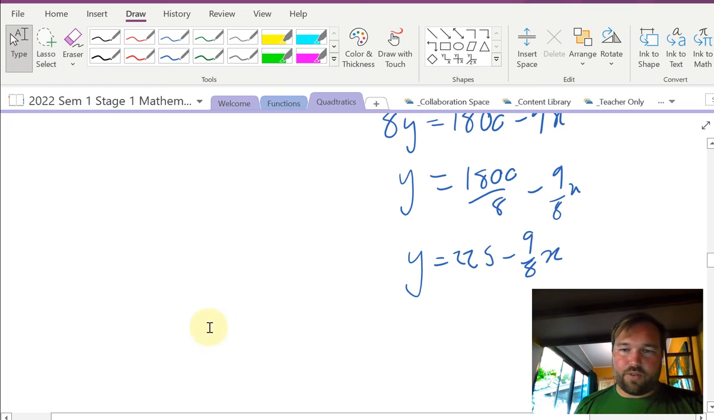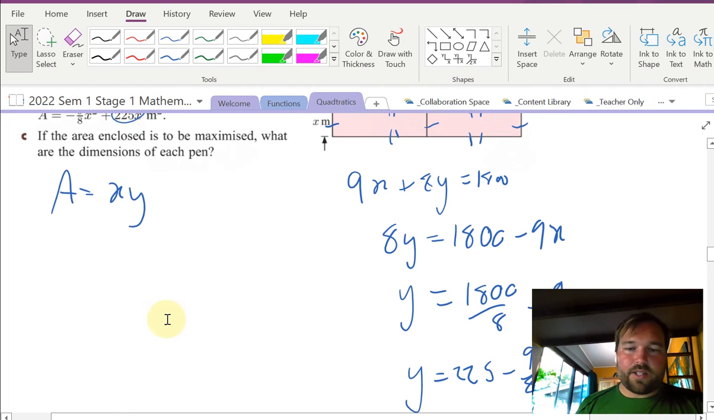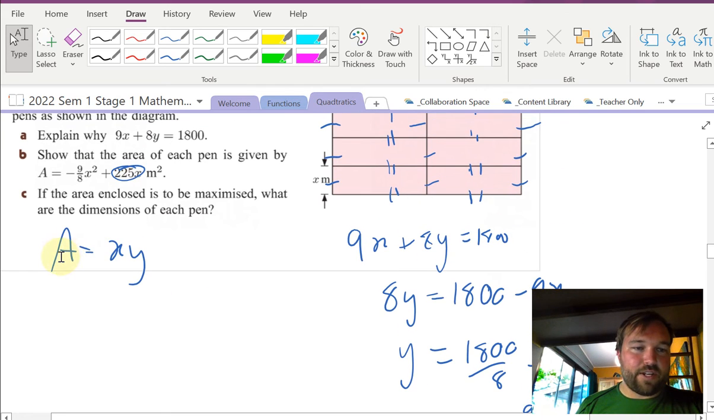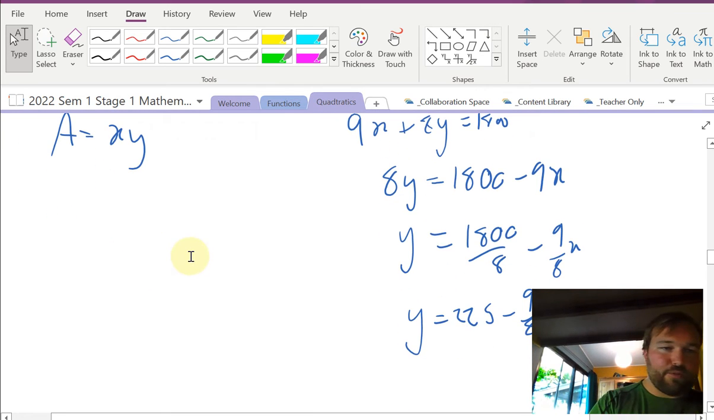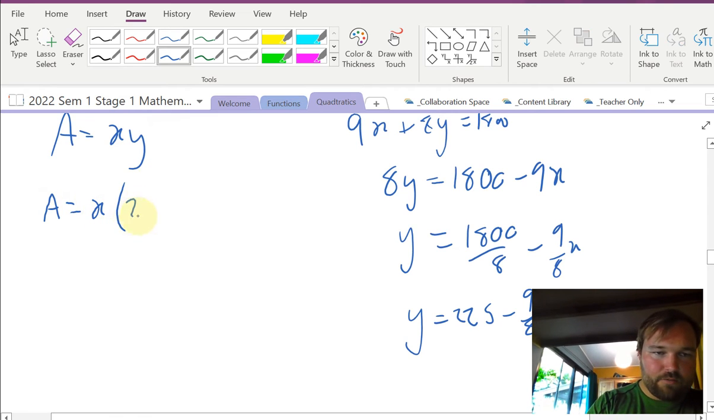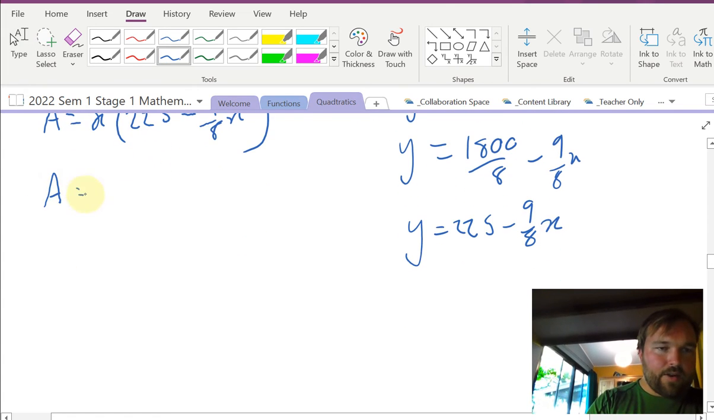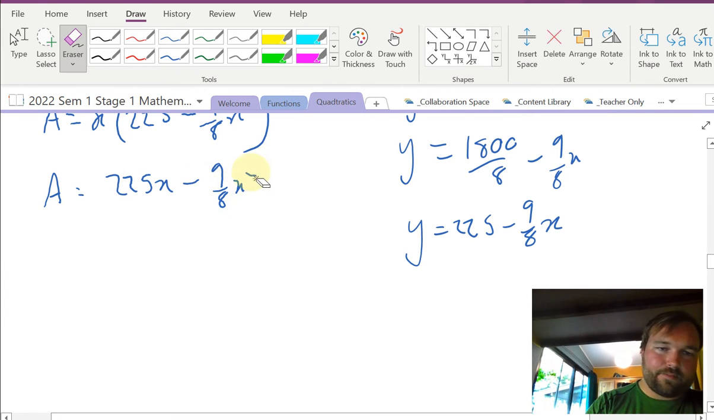Alright, 225 minus 9 on 8x. Cool, easy. That's the y value, and we know that the area of each pen is xy, therefore the area is given by x bracket 225 minus 9 on 8x. Area is 225x minus 9 on 8x squared.